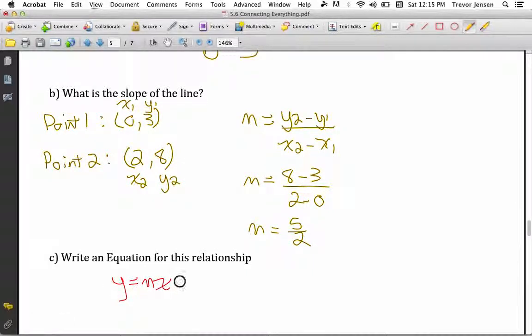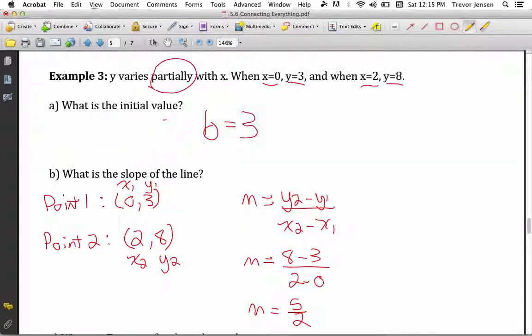I know the equation of a partial variation is y equals mx plus b. I need the plus b because my b value is not 0 for a partial variation. Plug in my m and b values. I get y equals 5 over 2x plus my initial value was 3.